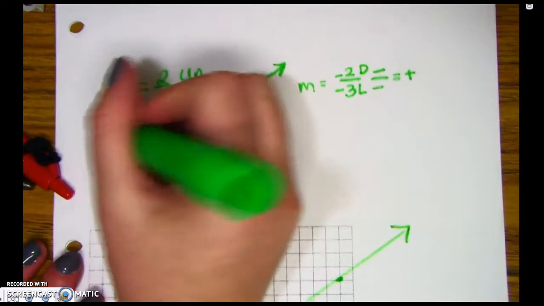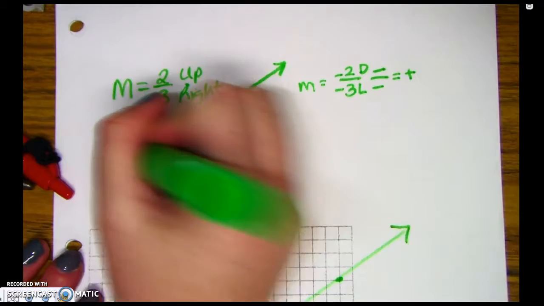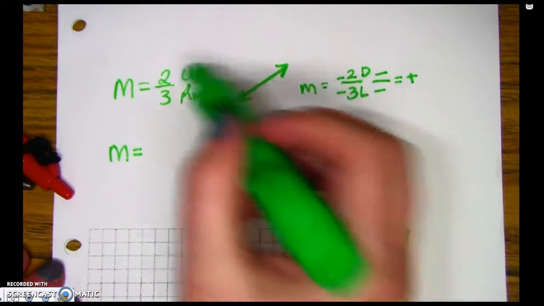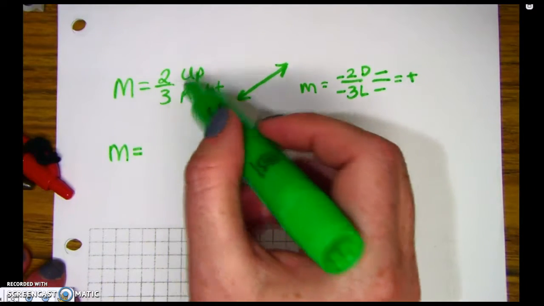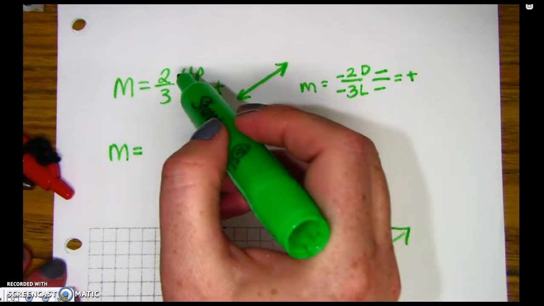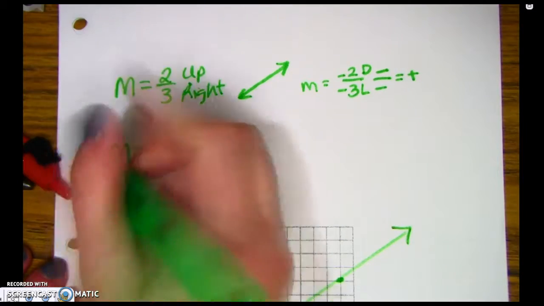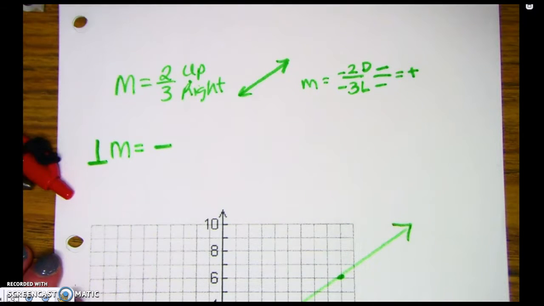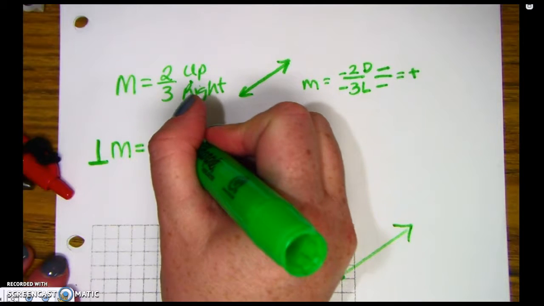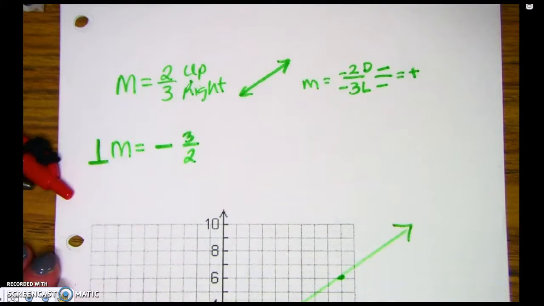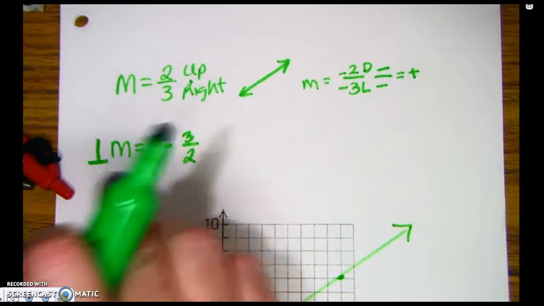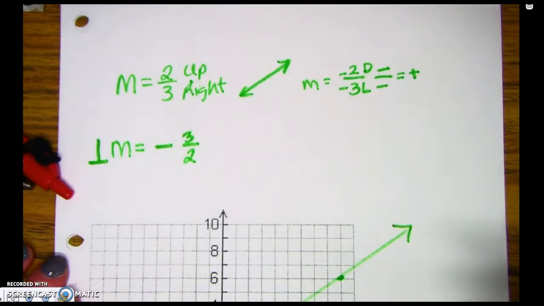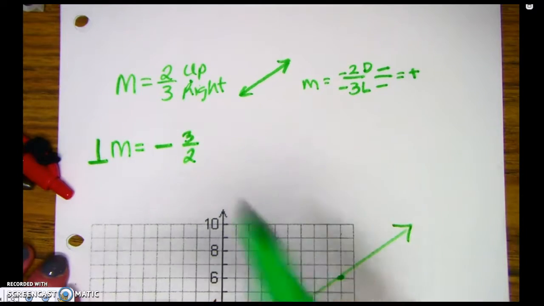Now, in order to find a negative inverse, it's also called a negative reciprocal. Reciprocal means to flip this fraction. If this is a positive, then my perpendicular slope has to be a negative. One negative sign makes the whole entire thing negative. Then what I do is I flip my fraction. It becomes 3/2. So my slope is negative 3/2.